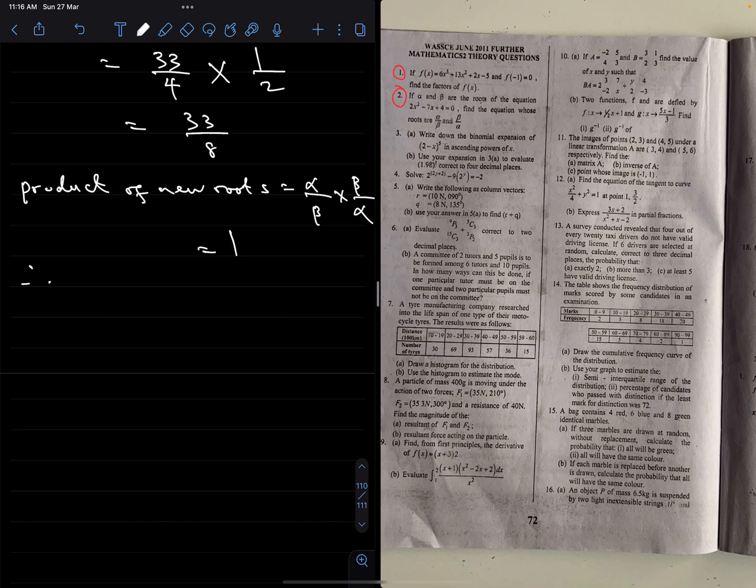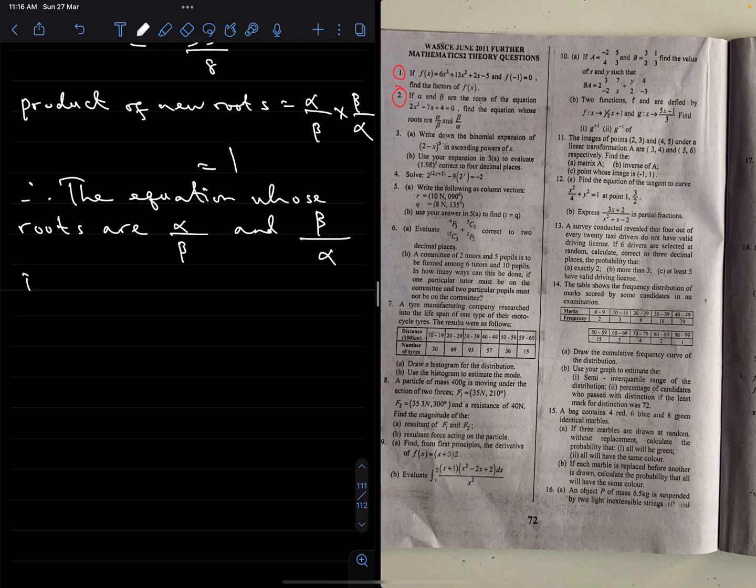So therefore, what's the question? Find the equation whose roots are alpha over beta and beta over alpha. The equation, what do you say? The equation whose roots are what? Alpha over beta and beta over alpha.